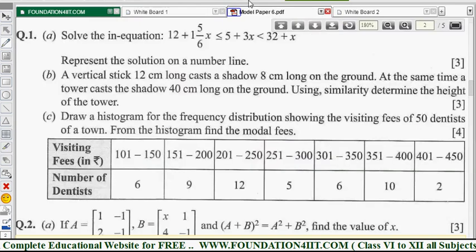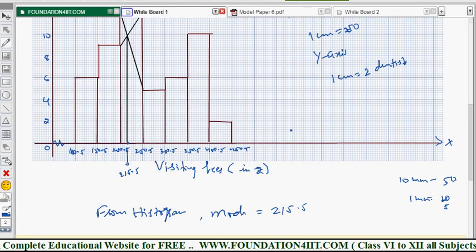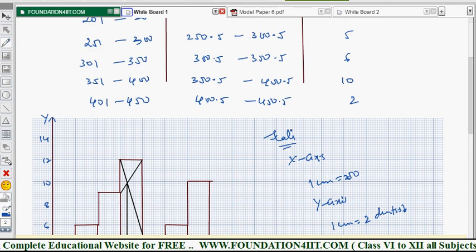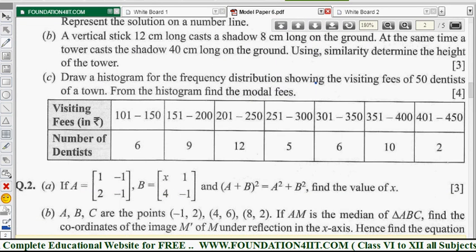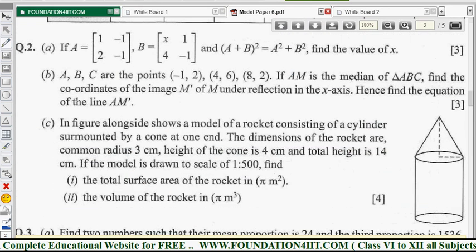So this way you can solve this problem. First you need to draw the table. Based on that you can draw the graph. This is about question number 1. Now let us see question number 2 and we'll solve these problems.